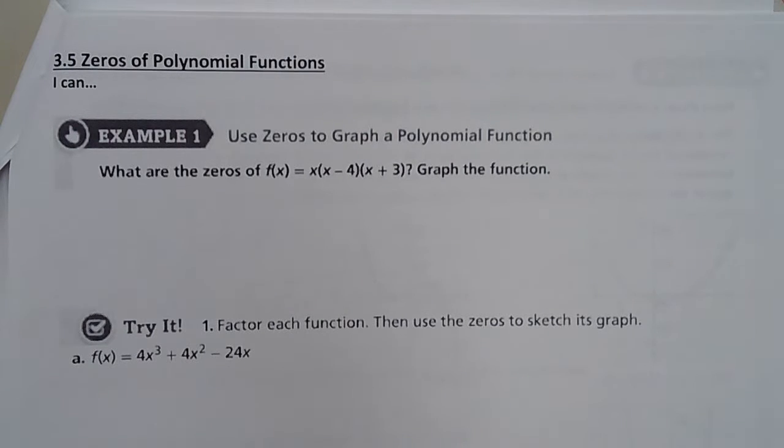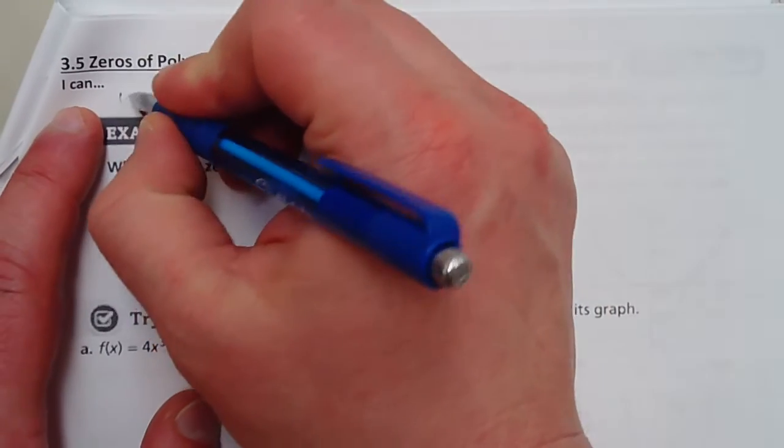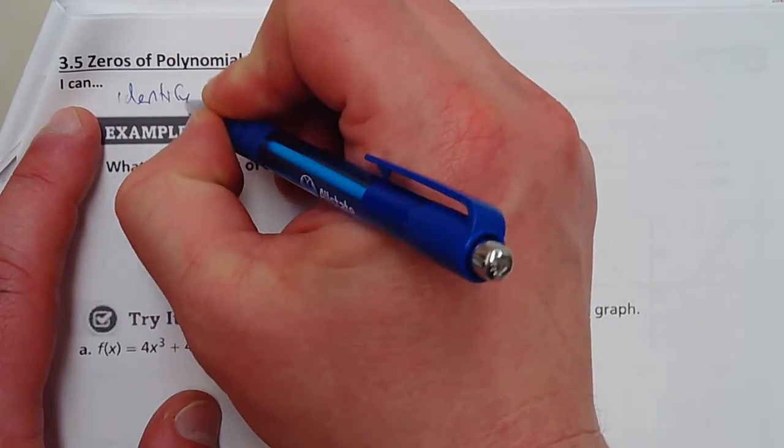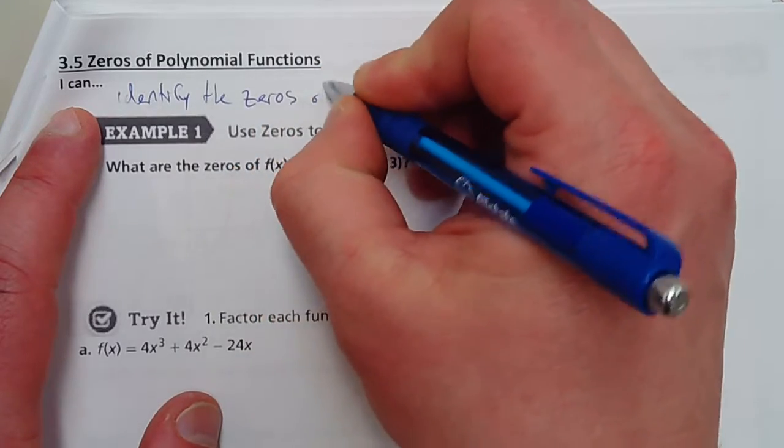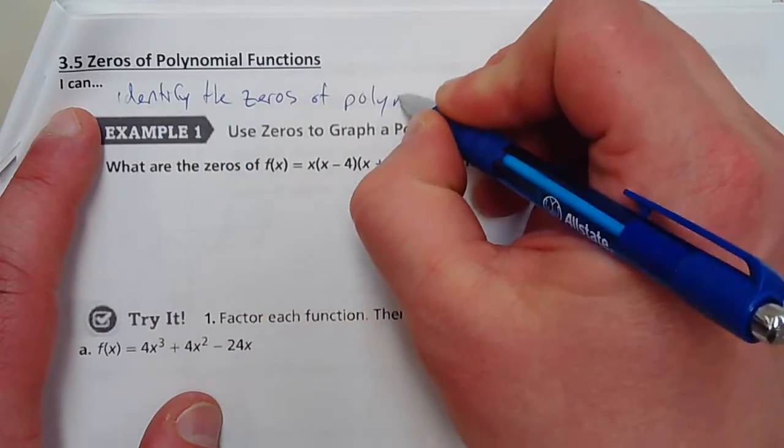Alrighty, so we're going to move on to 3.5 today, which is talking about zeros of polynomial functions. So the learning target is going to be: I can identify the zeros of polynomials.